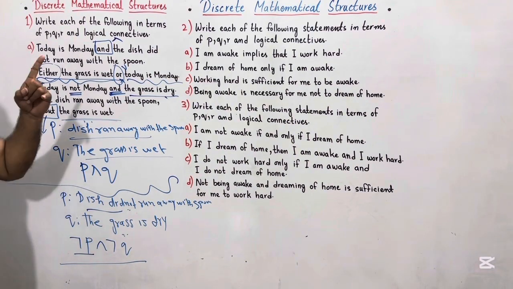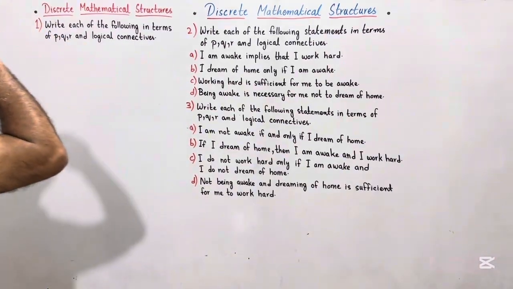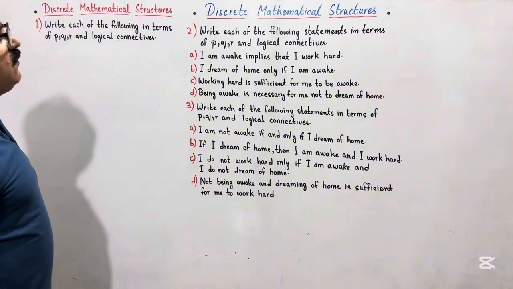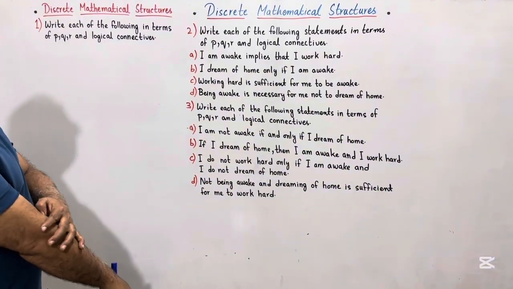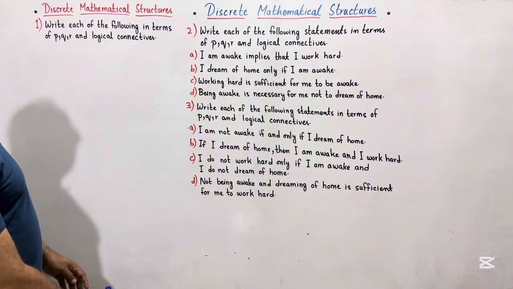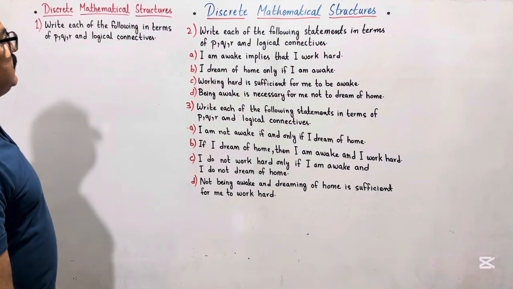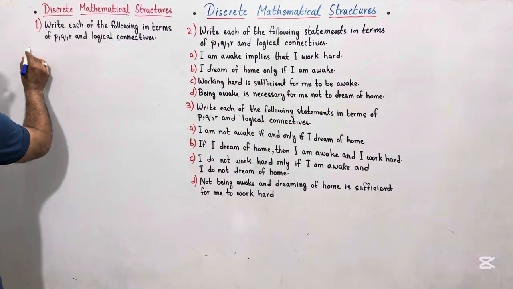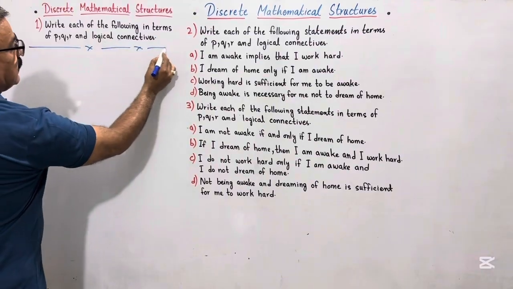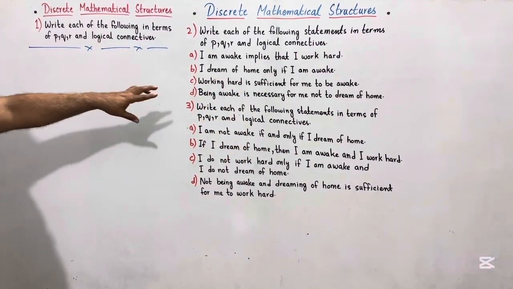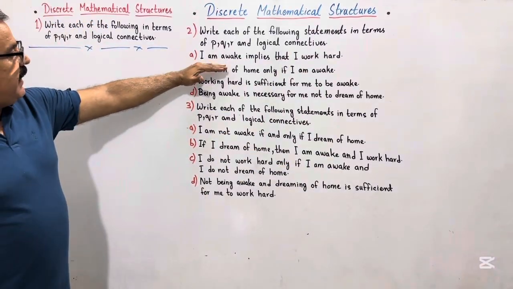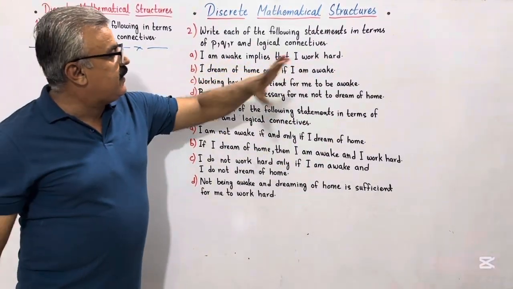Moving towards the next question, question number 2. Write each of the following statements in terms of P, Q, or R and the logical connectives. A reads as: I am awake implies that I work hard.